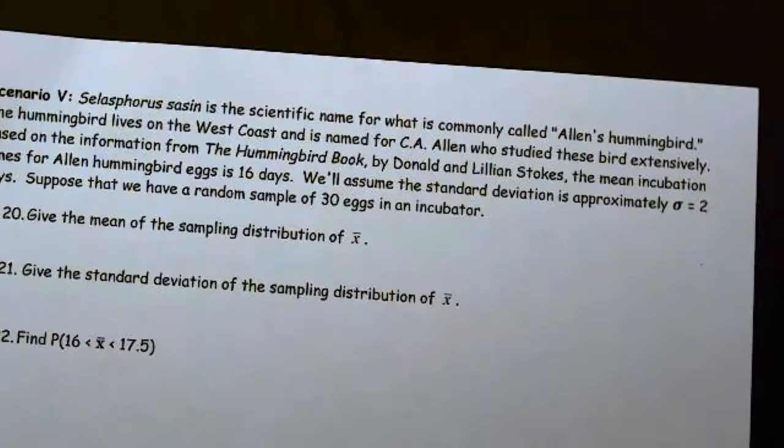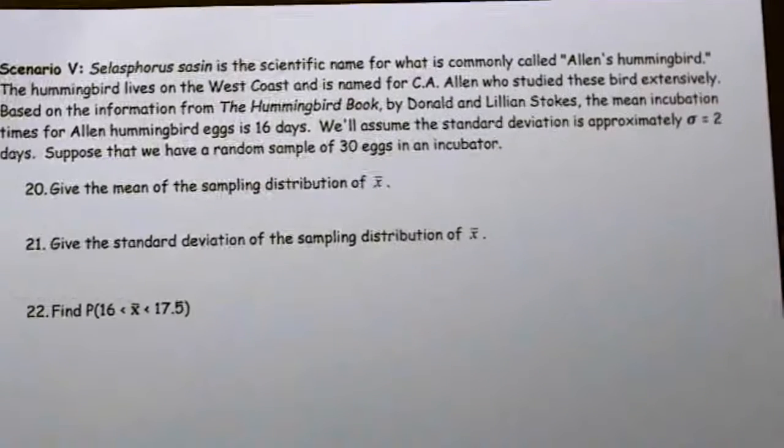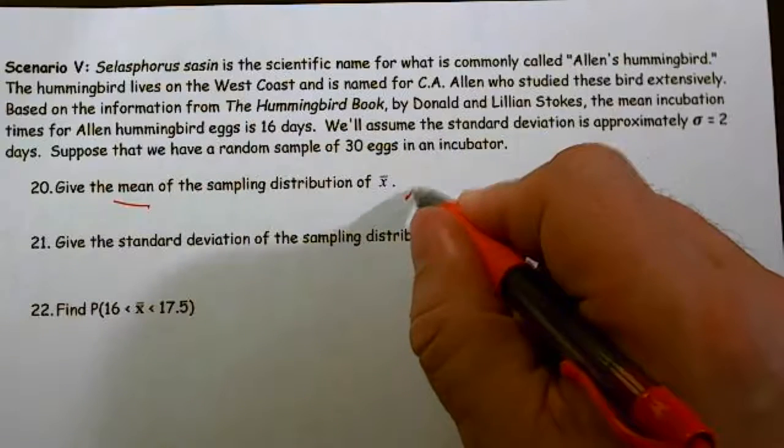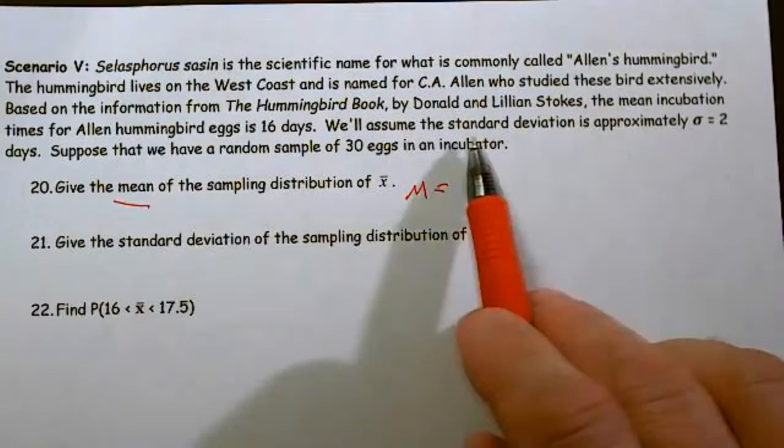Moving on to number 5. It says give the mean of the sampling distribution. I always like it when they ask that question because it's really easy. The mean is whatever the mean was.